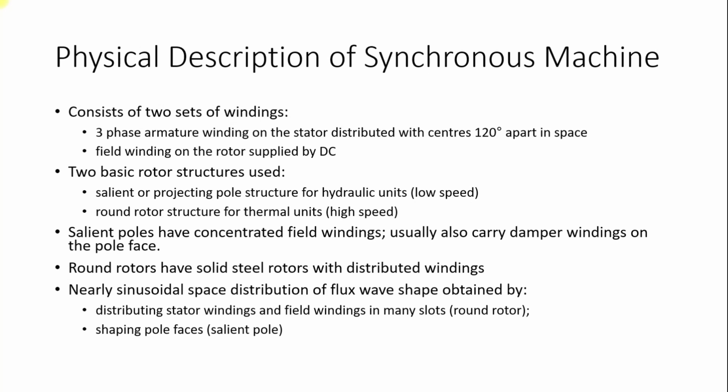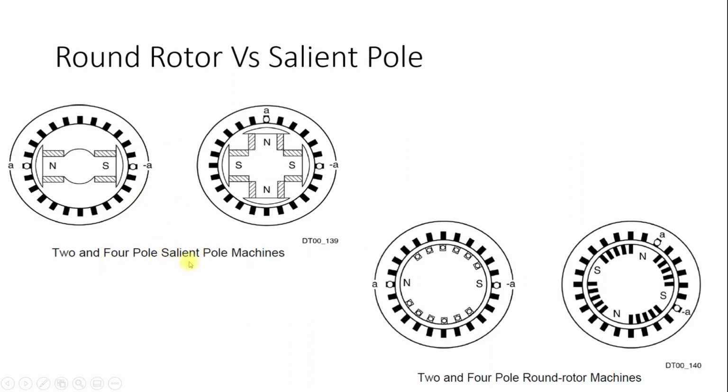Now, a nearly sinusoidal spatial distribution of the flux wave shape is obtained by distributing the stator winding and field winding in many slots and shaping the pole faces of the salient pole. How is this done? This is shown here. This is a salient pole rotor. As I said, this is the rotor and the poles are projecting outward, like a hammer, and the field windings are available on these salient poles. If you have a 4-pole machine, then you have salient poles on each of the 4 poles. Whereas in the case of a round rotor, you will see that the field winding is uniformly distributed, and it has a constant, or uniform, air gap between the rotor and the stator.